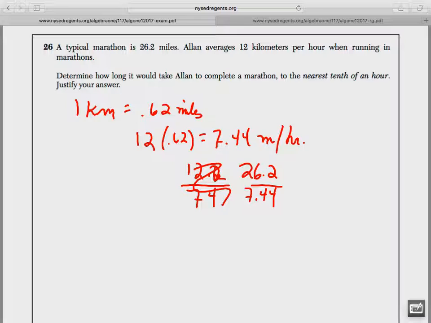What's 26.2 divided by 7.4? 3.5. Round to the nearest tenth. Okay, there we go. Justify your answer. My justification would be the work plus a little explanation that says I converted to miles per hour instead of kilometers, and I divided that into the total distance. Okay, any other questions? What would 3.5 be, miles per hour? No, you converted to miles and divided to get the time.